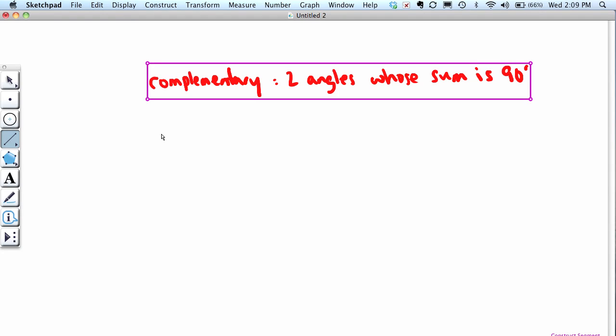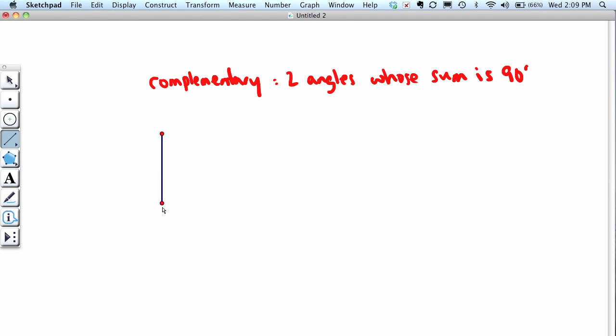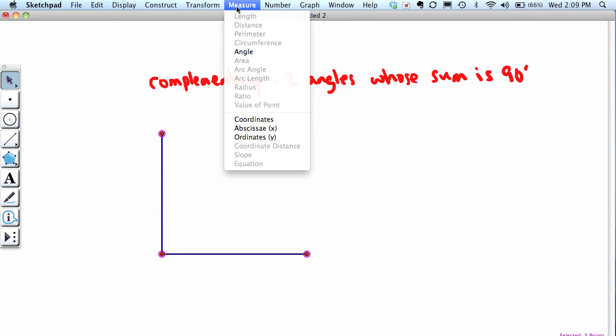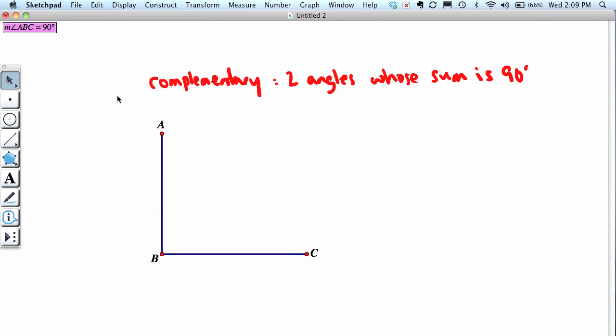So the first thing I'm going to do is draw a perfectly vertical line, and a perfectly horizontal line. And so this here is 90 degrees, and we're actually going to quickly prove that by measuring it. I'm just going to quickly select 3 points, and I'm going to say measure angle, and I'll get a measurement here of 90 degrees.